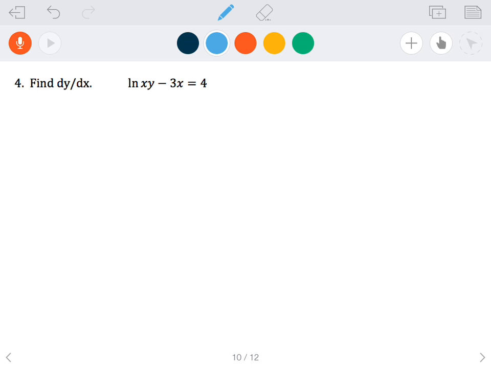Let's do an implicit differentiation problem now. Find dy/dx of the natural log of xy minus 3x equals 4. I see that I've got a product inside my natural log there. I could do a product rule, or I can rewrite my natural log.